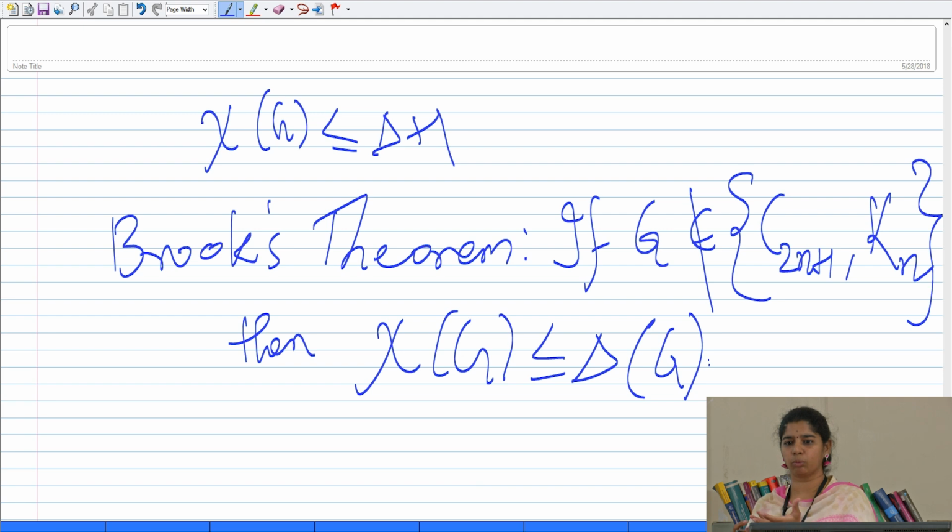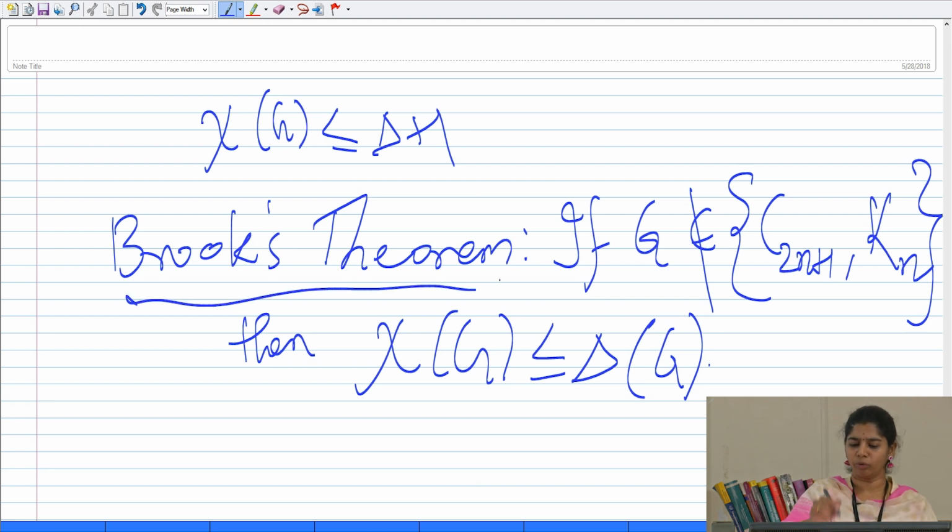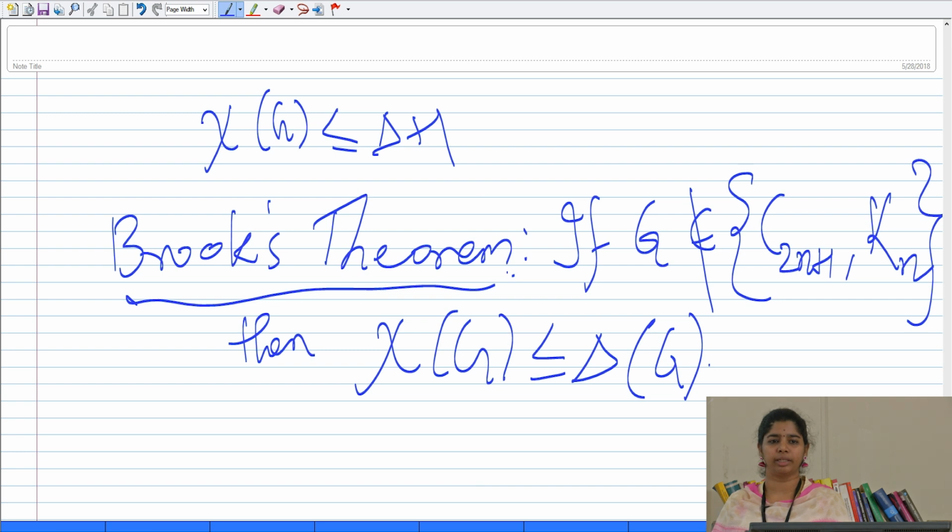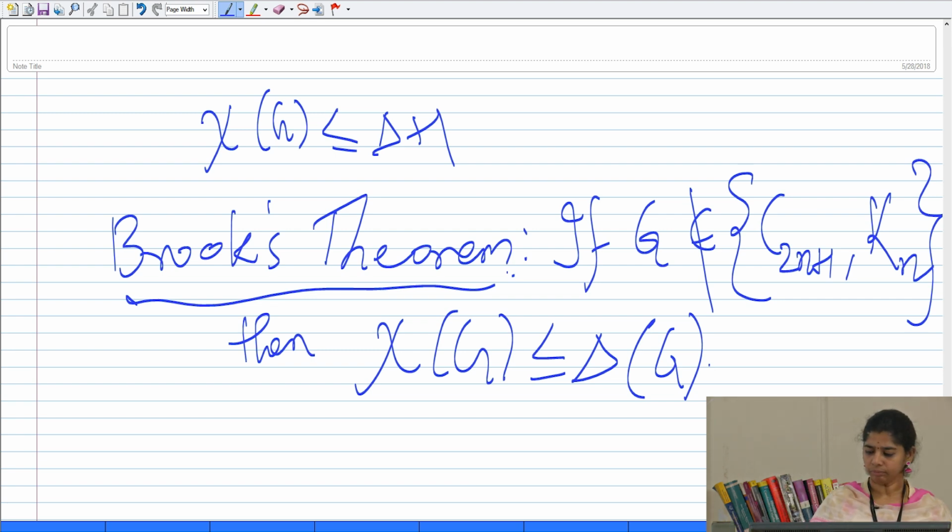Kn has delta n minus 1, right. So, we require n colors, similarly C2n plus 1. So, this is Brooks theorem. I will not go into the proof, if you are interested you can look into it. In this direction I will put up a couple of questions for you to think about tonight.